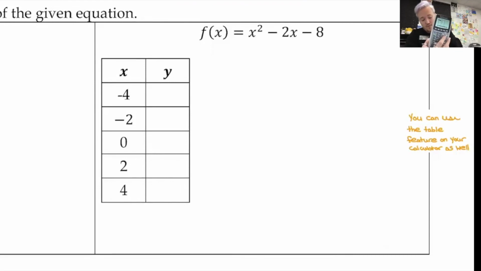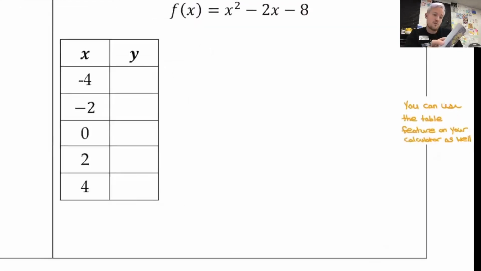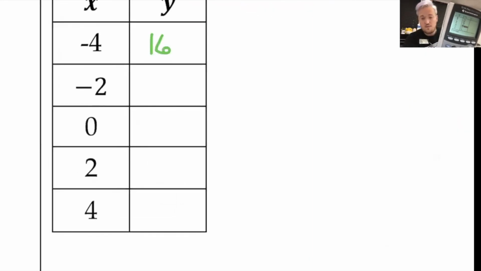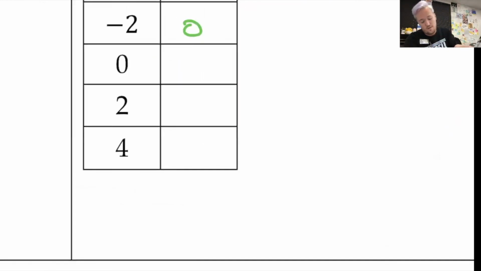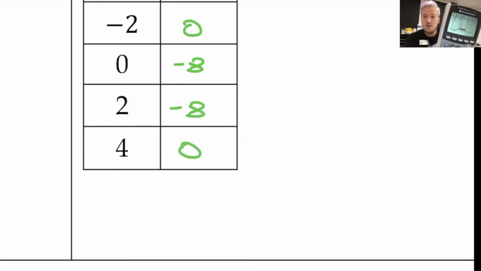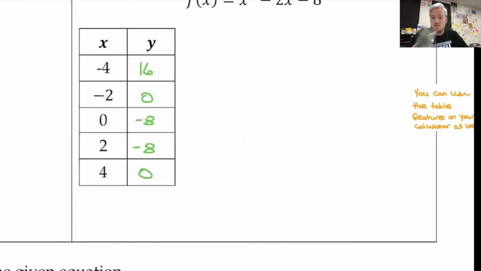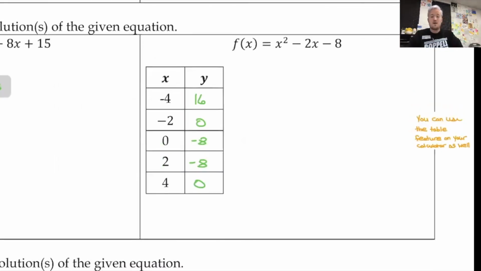So if you go to -4, you're going to have 16 for that one. That's going to be the first value. Then if you go down 2 more to -2, we have a y value of 0. Go down 2 more for 0, and we get a y value of -8. 2 more at +2, and you get a y value of -8. Then go down 2 more at 4, and you get a y value of 0. So you could literally just take the table from your calculator. If you want to plug and chug by hand, you can. It's up to you.